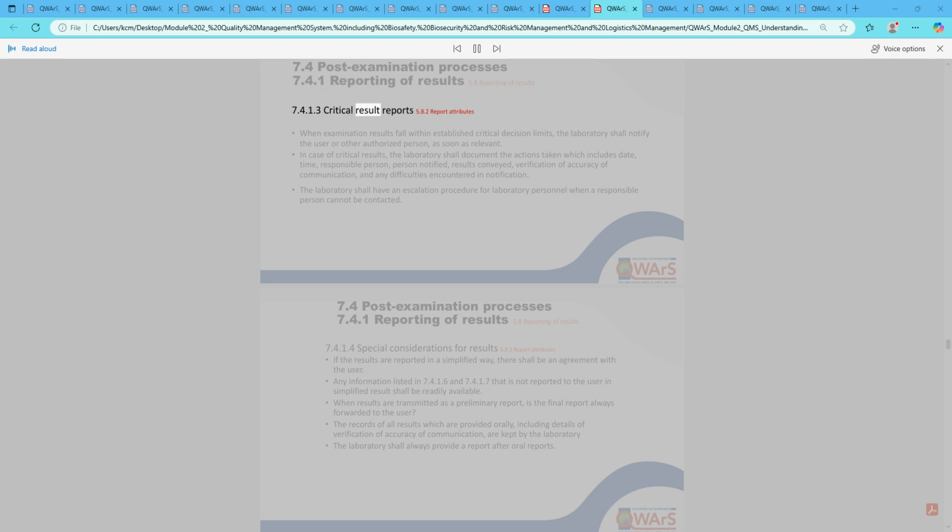7.4.1.3 Critical result reports, 5.8.2 Report attributes. When examination results fall within established critical decision limits, the laboratory shall notify the user or other authorized person as soon as relevant. In case of critical results, the laboratory shall document the actions taken, which includes date, time, responsible person, person notified, results conveyed, verification of accuracy of communication, and any difficulties encountered in notification. The laboratory shall have an escalation procedure for laboratory personnel when a responsible person cannot be contacted.